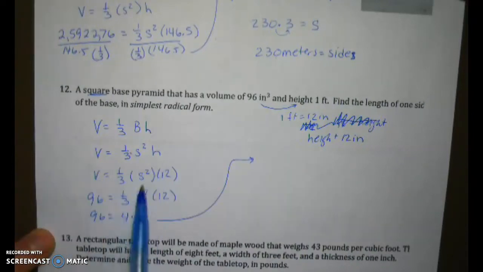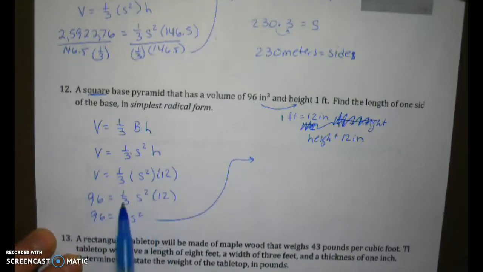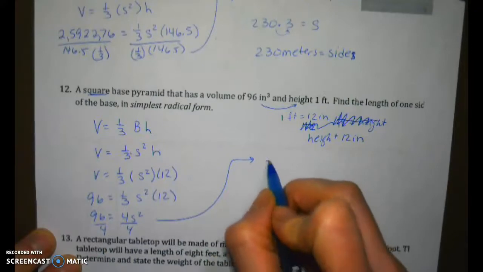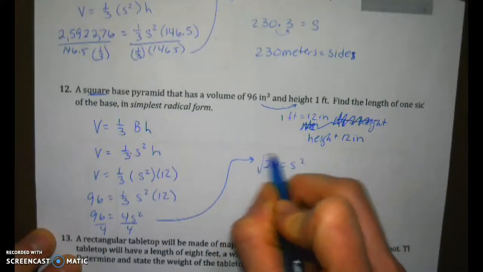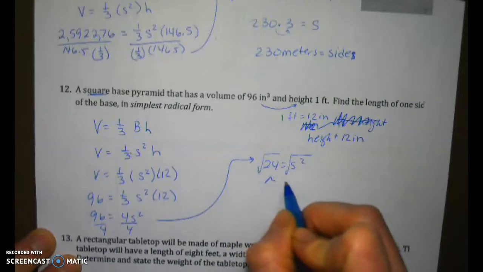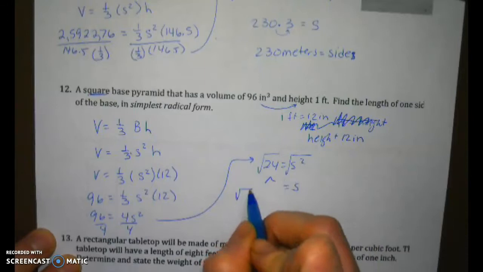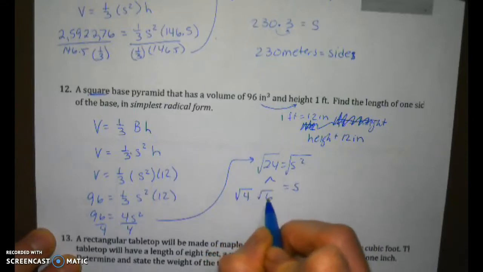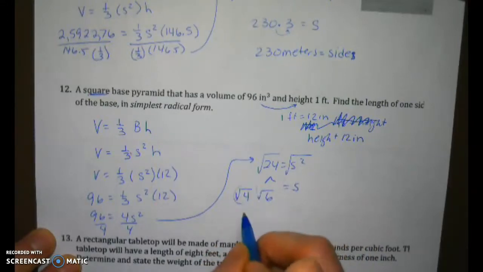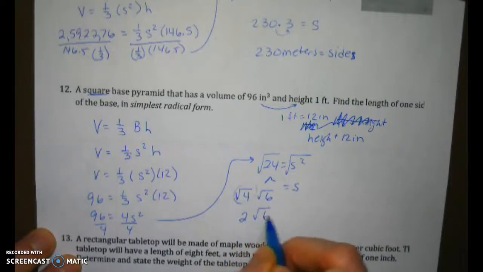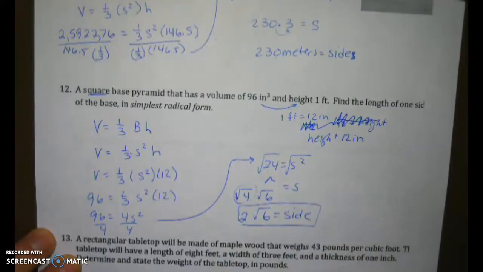All right, in some way, shape, or form, you should get 96 equals 1/3 times the side squared times 12. If you want to do 1/3 times 12, that gives you 4. Divide by 4 on each side. 96 divided by 4 is 24 equals side squared. The opposite of squaring is square rooting. And it says to leave your answer in simplest radical form. So two numbers that multiply to be 24 are 4 times 6. The square root of 4 is a perfect square. That's 2. 6 has no perfect square factors. So your final answer is 2 radical 6.